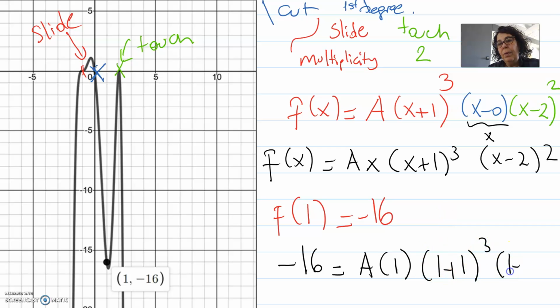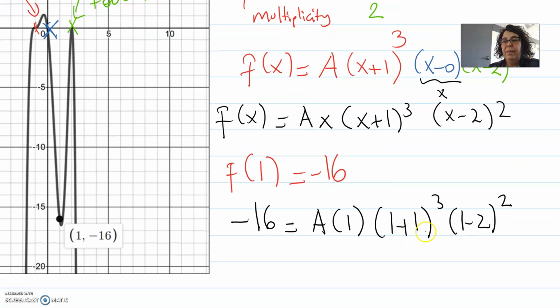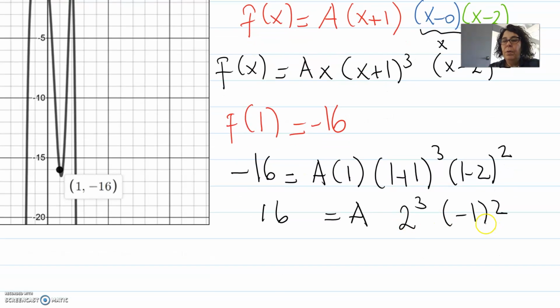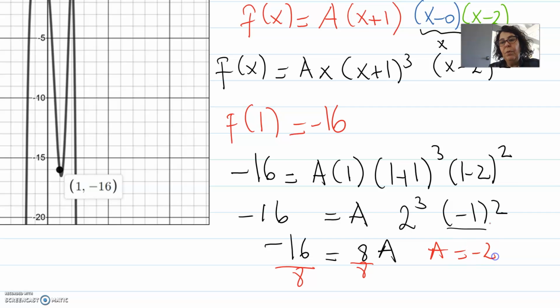All right, so then 1 plus 1 is 2, 2 cubed here. 1 minus 2 is -1, -1 squared, and that will be directly a, and that will be 16. So this is 1, 2 cubed is 8, -16, I forgot the negative sign here, is equal to 8a. And if we divide both sides by 8, a will be equal to -2.